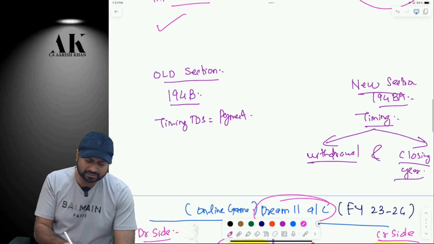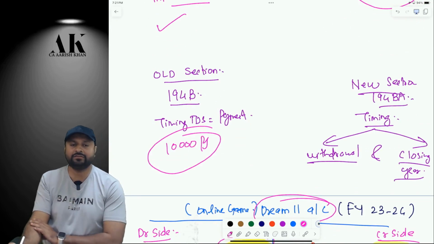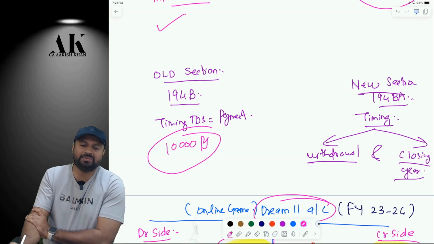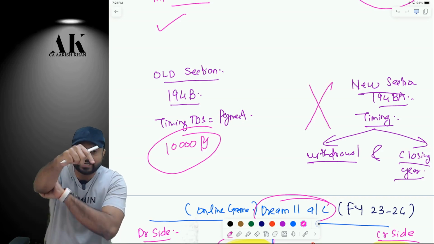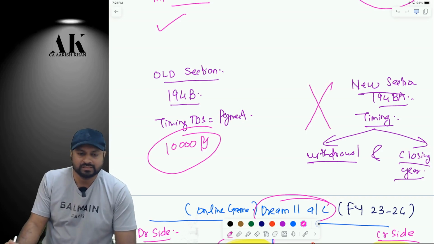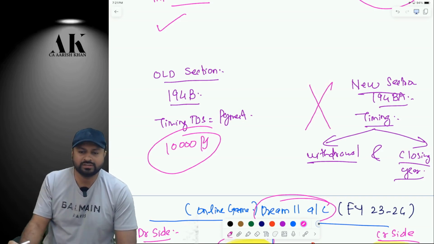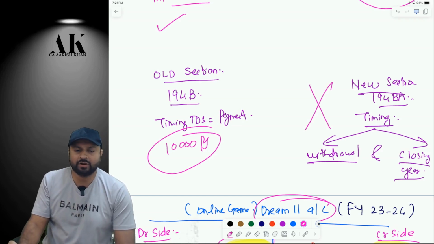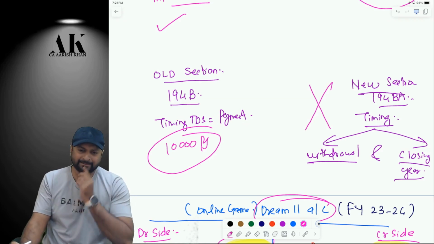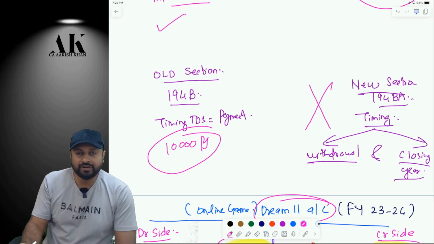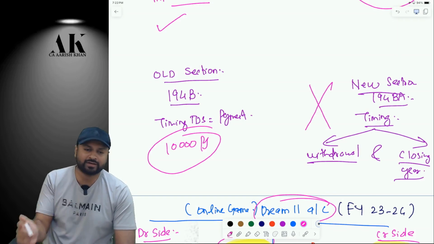Second difference, a minor difference between the old section and the new section. In the old section, there was a threshold of 10,000 rupees. You can check in 194B, there is a 10,000 threshold or not? But in 194BA, there is no threshold. You can check in your respective books. I have mentioned over there, no threshold. It means even if you withdraw 500 rupees, TDS will be deducted. Even if you withdraw 300 rupees, 500 rupees, 1,000 rupees, in the new section, TDS will be deducted. Are you clear?